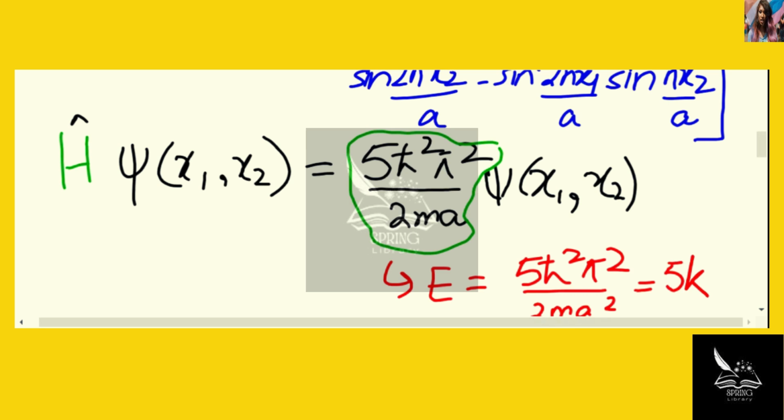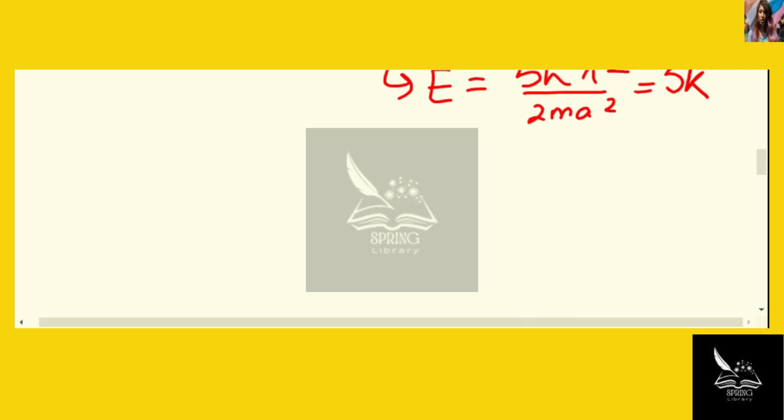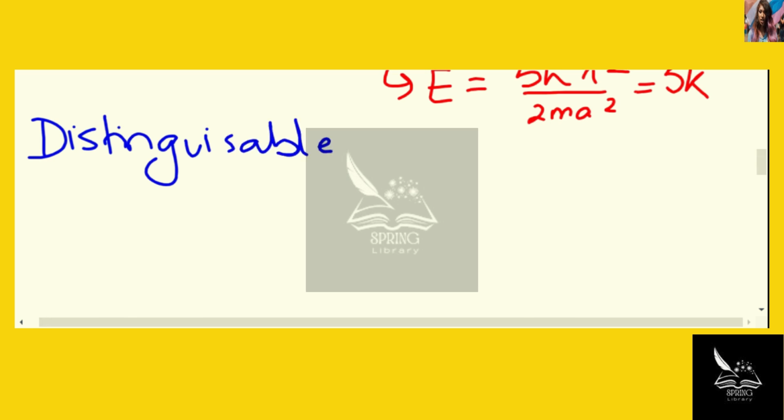Next, the second part is that we need to find the next two excited states beyond the one in Example 5.1: the wave functions and energies for each of these three cases, distinguishable particles, identical bosons, and identical fermions. Let's start with that. The first part is for distinguishable particles.